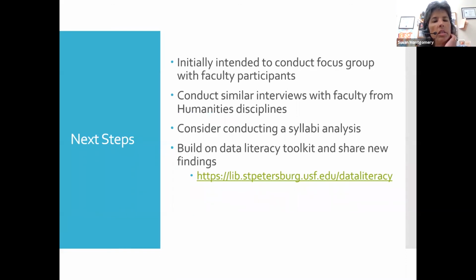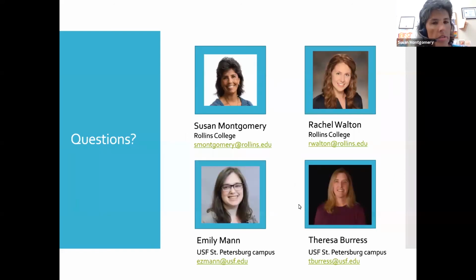We've talked about doing a syllabi analysis to investigate how exactly our faculty colleagues are teaching these skills in their classes. And our wonderful co-authors have this amazing resource on data literacy, and we are thinking of ways to contribute to that data literacy toolkit to help others learn about these skills and incorporate them into their work.